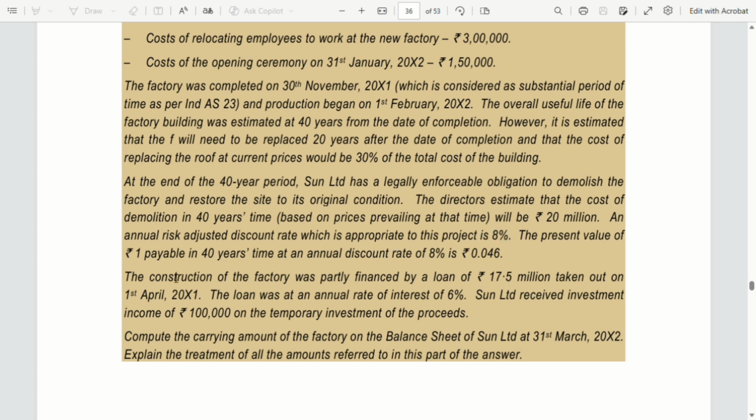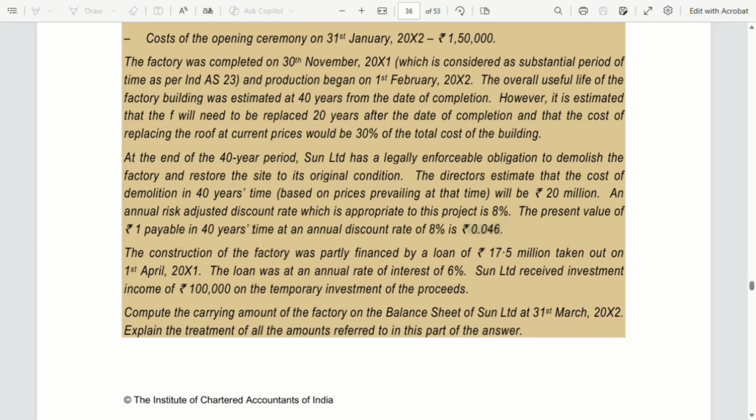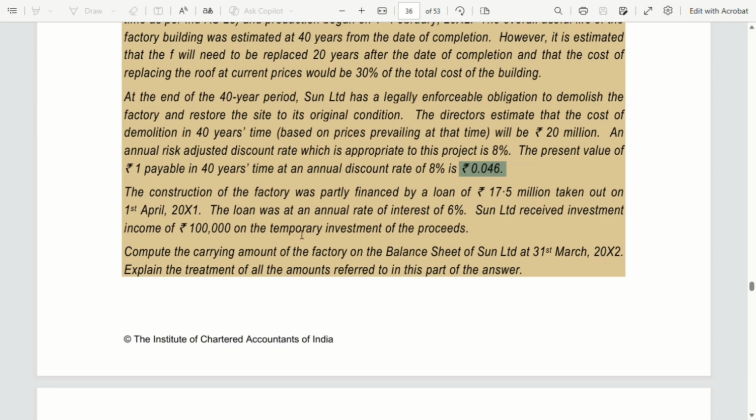The present value 1. तो यहाँ पे देखो 40 years का हमें PV दिया है, PV फैक्टर दिया है हमें, ठीक है, of 40 year. सो जो 20 मिलियन हमें 40 इयर्स के बाद इनकर करना है उसको ये फैक्टर को यूज करके हम लोग पीवी पे रिकॉर्ड कर सकते हैं. द कंस्ट्रक्शन ऑफ द फैक्ट्री वाज पार्टली फाइनेंस्ड बाय द लोन ऑफ 17.5 मिलियन टेकन ऑन 1st April.